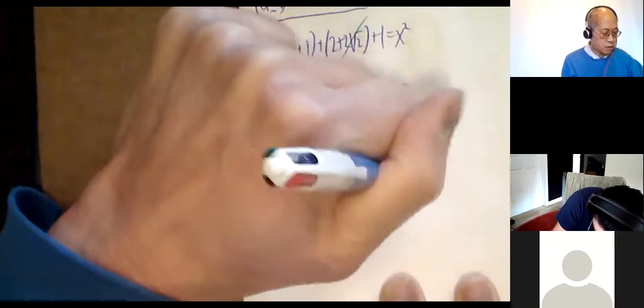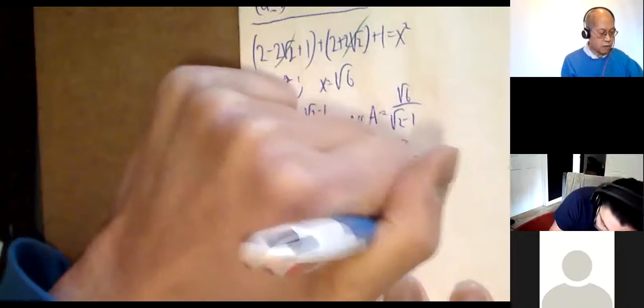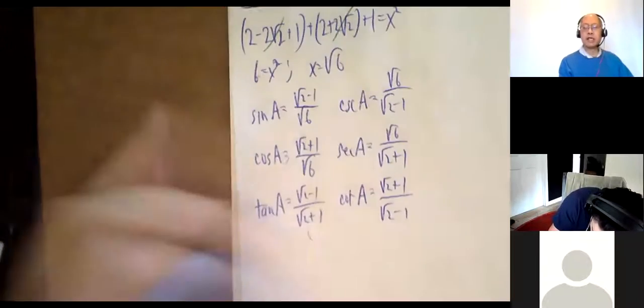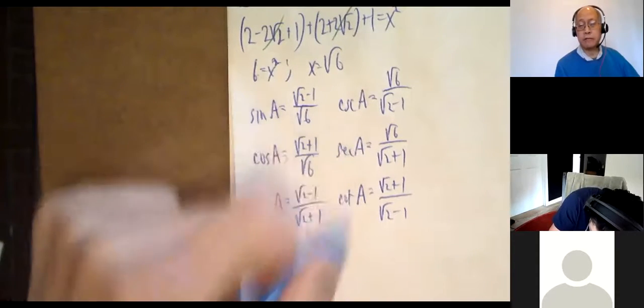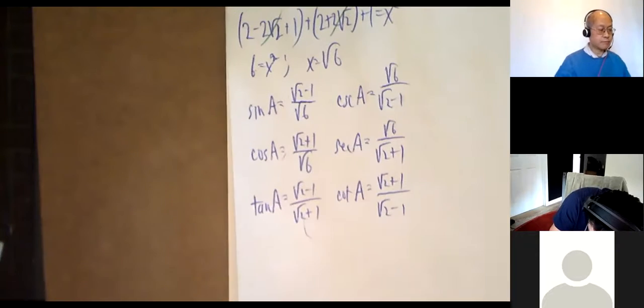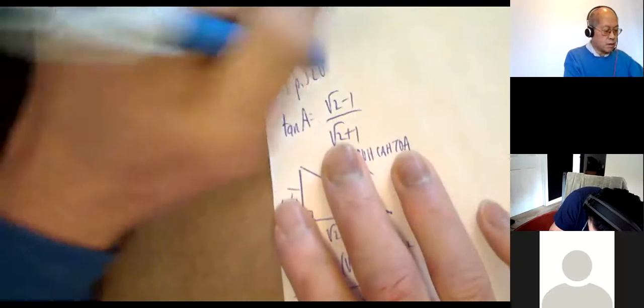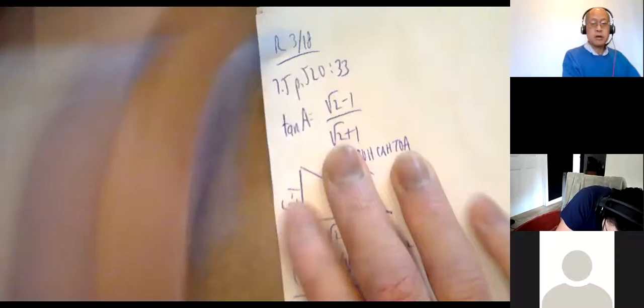Okay, so flip, flip, flip, no big deal. Radical 6 over radical 2 minus 1. Radical 6 over radical 2 plus 1. Radical 2 plus 1 over radical 2 minus 1. And again, on the exam, don't bother rationalizing the denominator for the most part. You can just leave it like that. All right, so that was 33. Oh, I didn't even write the problem number. 33.